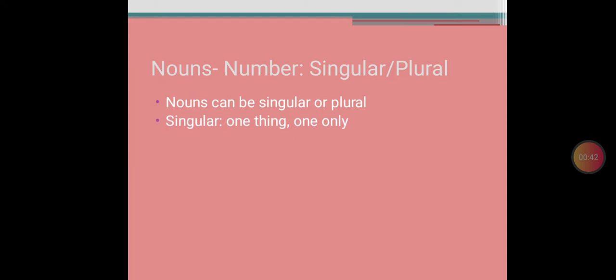Singular means a single noun, one thing only, one and one only. Plural means more than one thing, person or place. It means more than one. If two, then it can be considered plural, or more than two also. So nouns can be singular and plural.